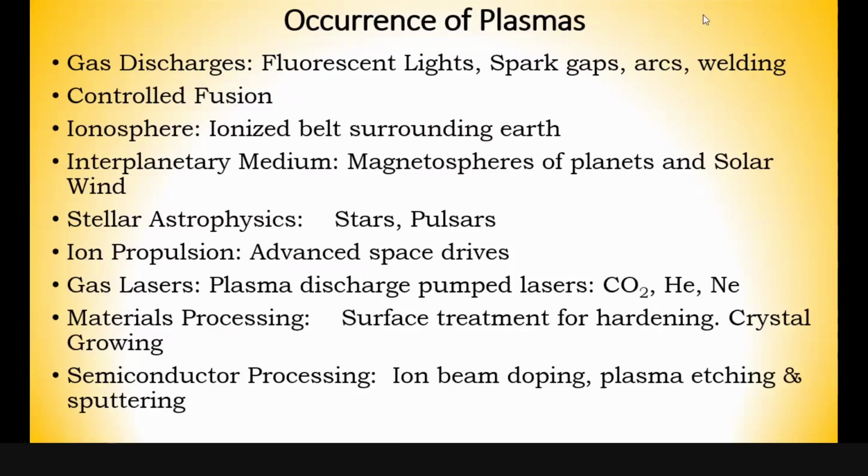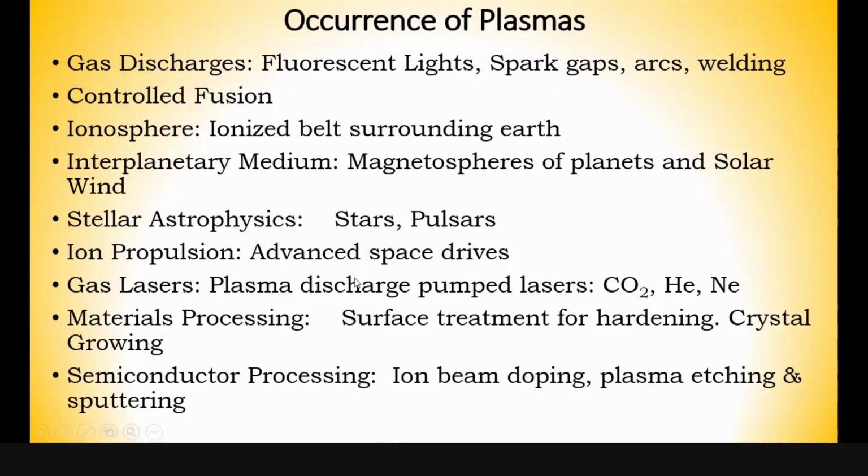There you can see the plasma. That's why we see the northern lights, right? Near the polar region, you can see the northern lights, also known as the aurora. In stellar objects like stars and pulsars, you can see the plasma. In the solar wind and all the interplanetary medium, the plasma is seen.